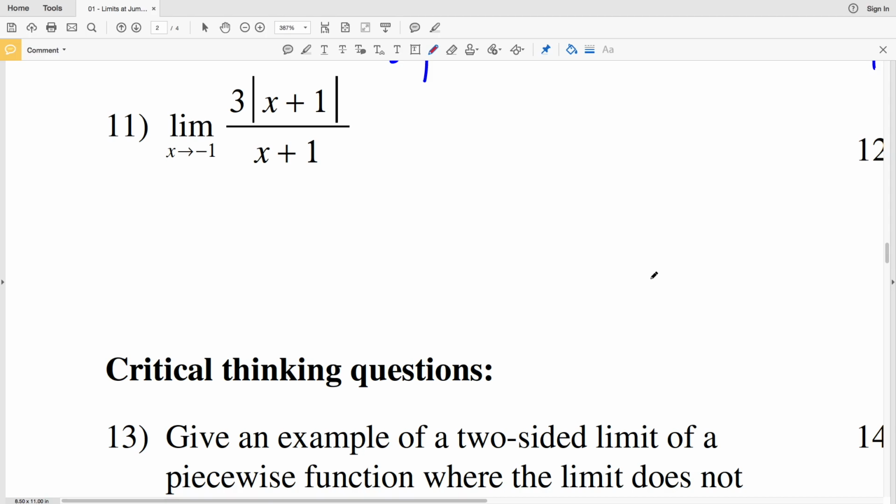For number 11, I'm finding the limit of 3 times the absolute value of x plus 1 over x plus 1 as x approaches negative 1. But let's look at this function and feel free to graph it if necessary. Now what really changes these values is when the absolute value is equal to 0. So because this is approaching negative 1, we need to double check from both the left and the right.